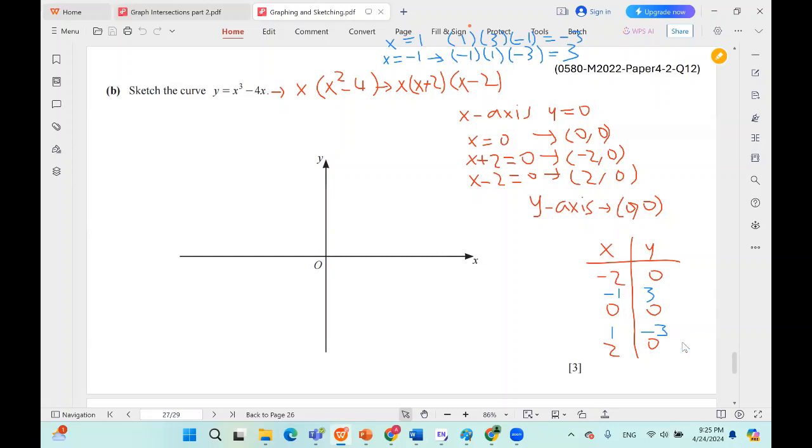So -2. Let me just give myself some space here. -2, -1, 0, 1, and 2. For the -2 and the 0 and the 2, these are on the x-axis. For the -1, we have +3, which is somewhere in the positive here. And for 1, we have -3, which will be somewhere here. Now that we have our points, we can just sketch the graph.